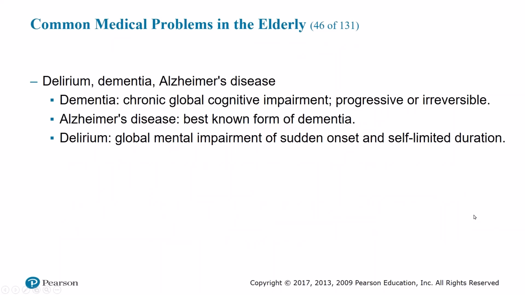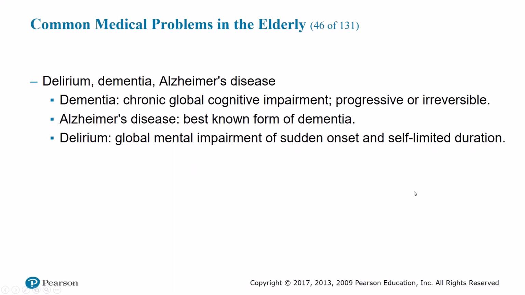Hypoglycemia also, it's one of those things, and it's so easy to figure out whether or not somebody's hypoglycemic. Some other things that we go into is organic brain syndrome when we start looking at delirium, dementia, as well as Alzheimer's. Alzheimer's is a general collection. It's the best known form of dementia, but basically it's global cognitive impairment. It can be progressive or it could be irreversible.